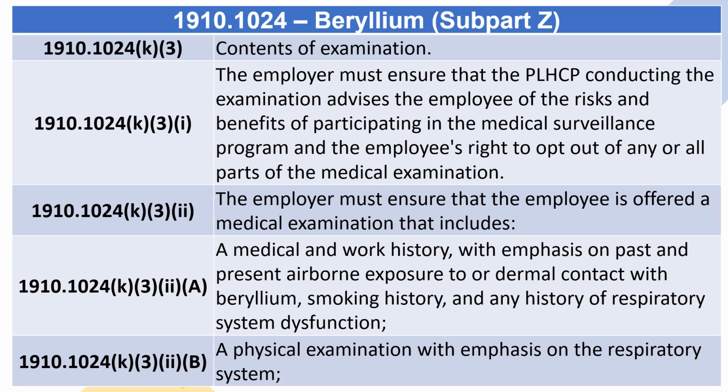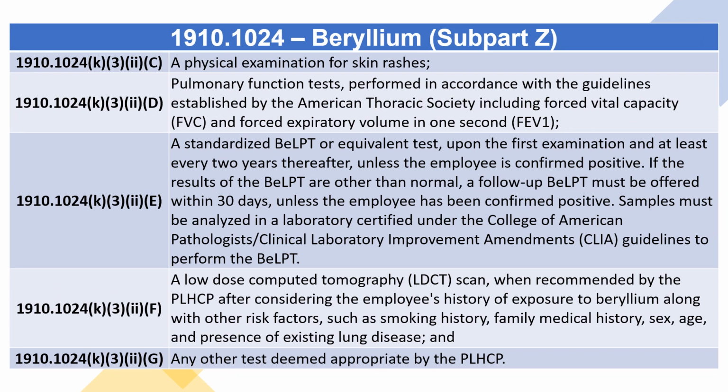1910.1024 K3(2): The employer must ensure that the employee is offered a medical examination that includes K3(2)(a) through K3(2)(g): a medical and work history, with emphasis on past and present airborne exposure to or dermal contact with beryllium, smoking history, and any history of respiratory system dysfunction. A physical examination with emphasis on the respiratory system. A physical examination for skin rashes. Pulmonary function tests, performed in accordance with the guidelines established by the American Thoracic Society, including forced vital capacity (FVC) and forced expiratory volume in 1 second (FEV1).